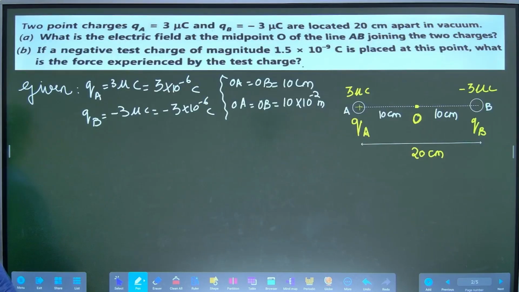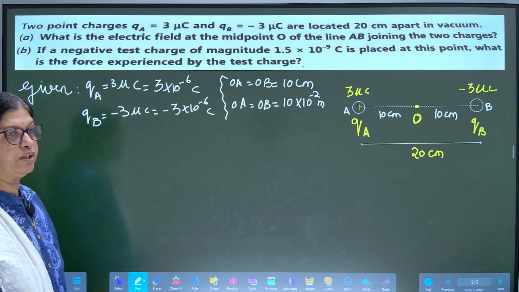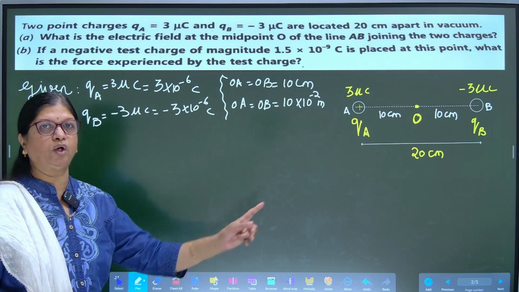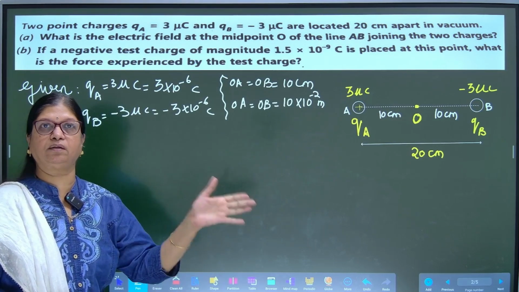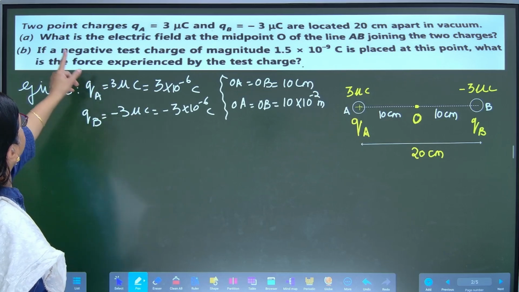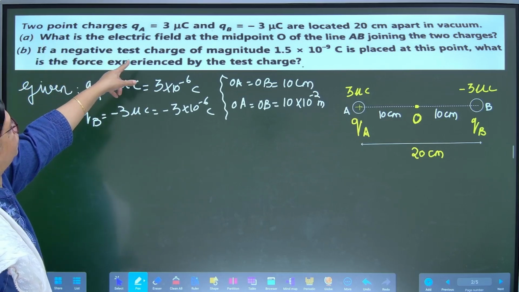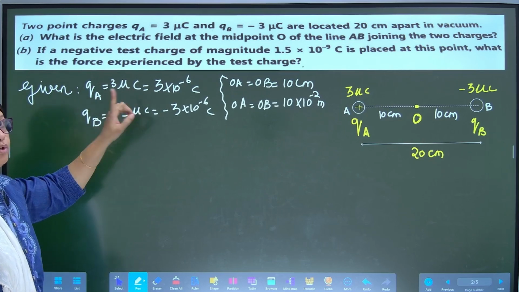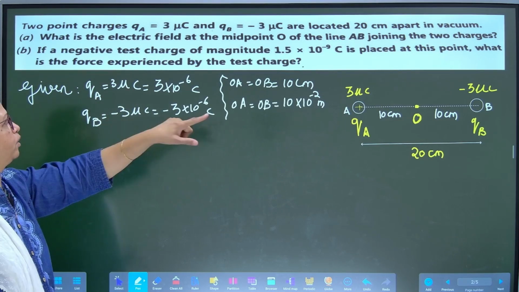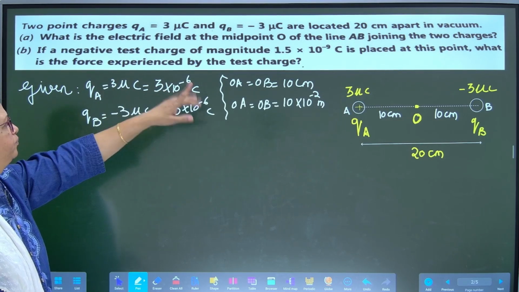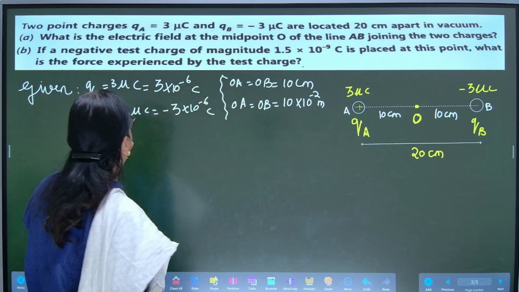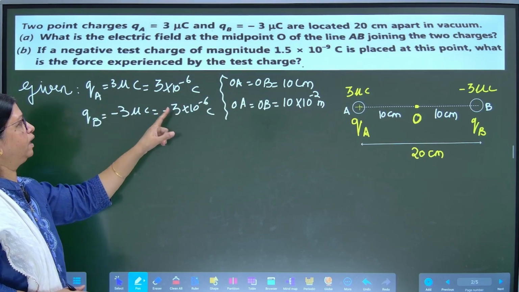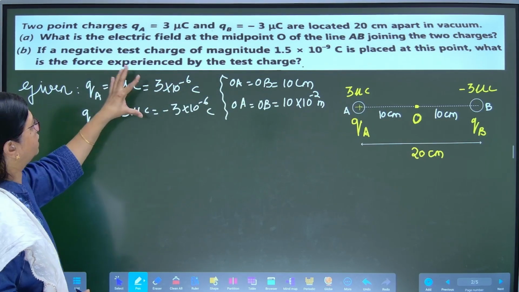So continuing our knowledge of how we calculate the electric field at different points on two charges on one axis, let us continue with the numerical. 2-point charges: QA is equal to 3 microcoulomb. Remember, whenever there is micro, you must write 10 raised to minus 6 coulomb. Then QB is equal to negative 3 microcoulomb, so negative 3 into 10 raised to minus 6 coulomb. This is what is given to us.